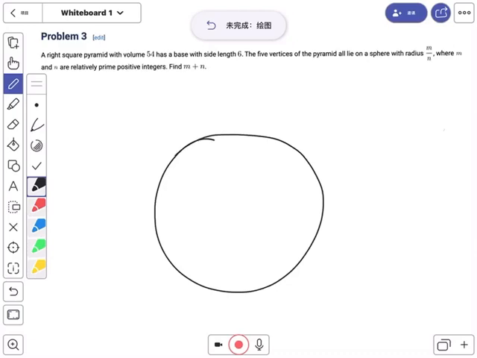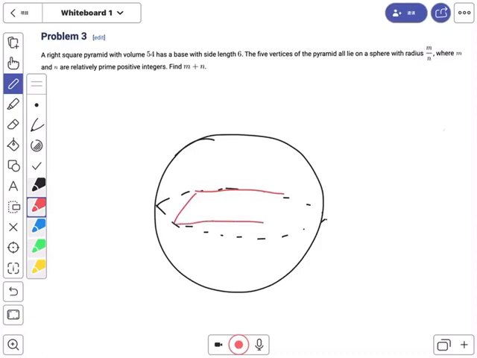So now, first we have a sphere. This circle is not really good. Yeah, this is better. So now, the right square pyramid with volume 54 has a base with side 6. The 5 vertices all lie on the sphere. So this basically means that all of them lie on a sphere. So it's probably going to look something like this. And then we have a point on the top. Connect all of these.